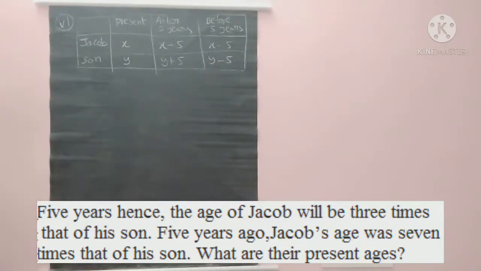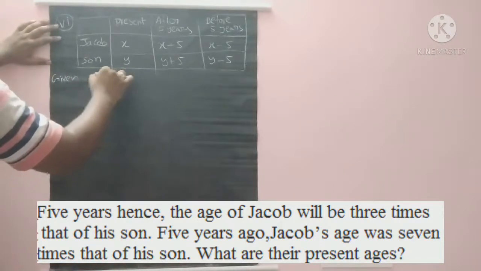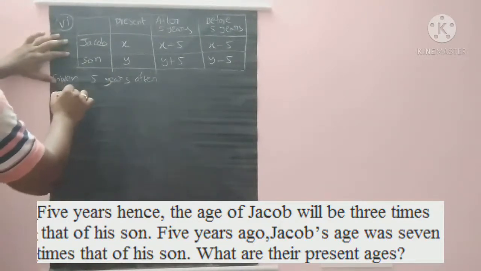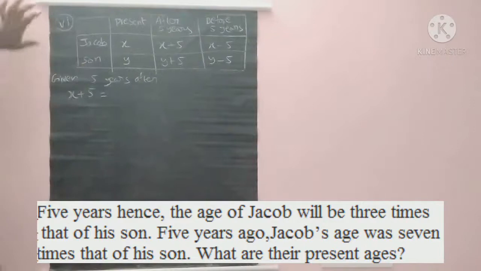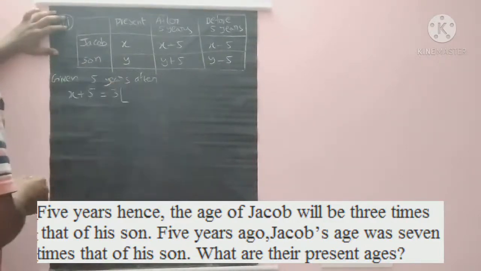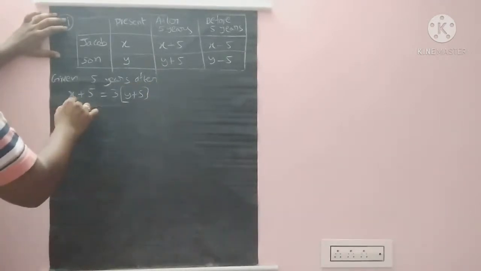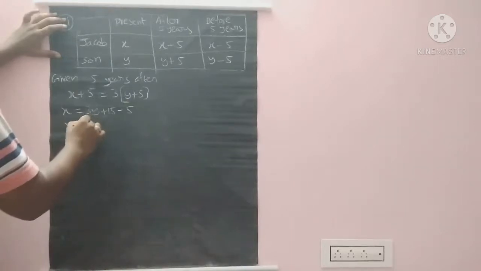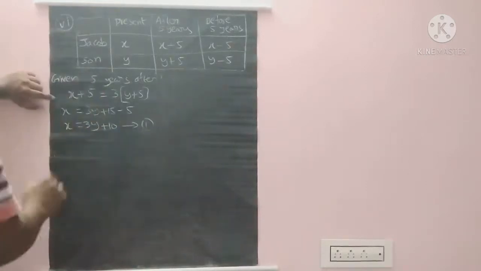Now come to the question. What are the conditions? 5 years after, what is the relation they have given? 5 years after, Jacob's age, x plus 5, was 3 times the age of his son. So 3 times what is the age of his son? y plus 5. Now what can we write? x is equal to 3y plus 15 minus 5. So x is equal to 3y plus 10. Let it be 1.